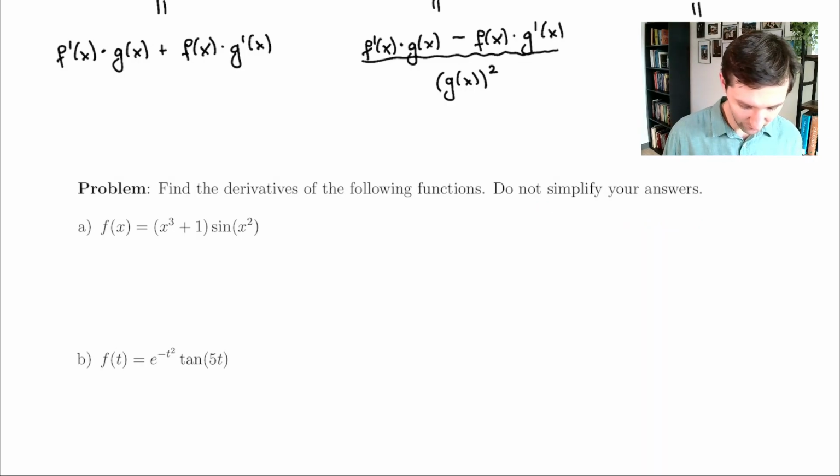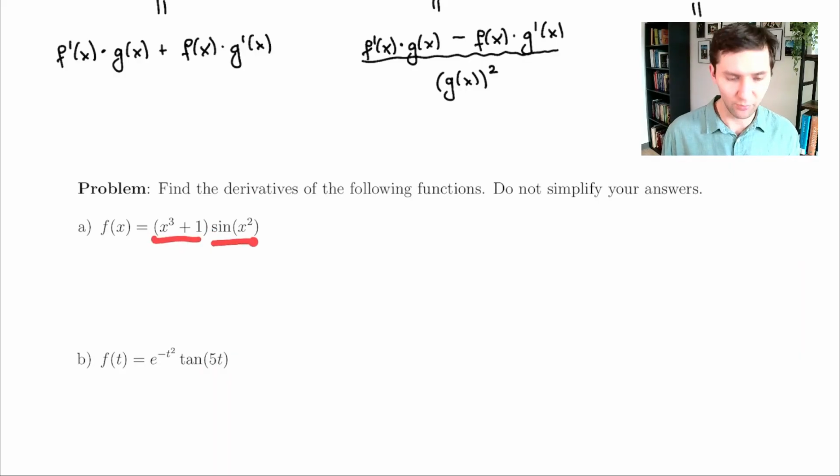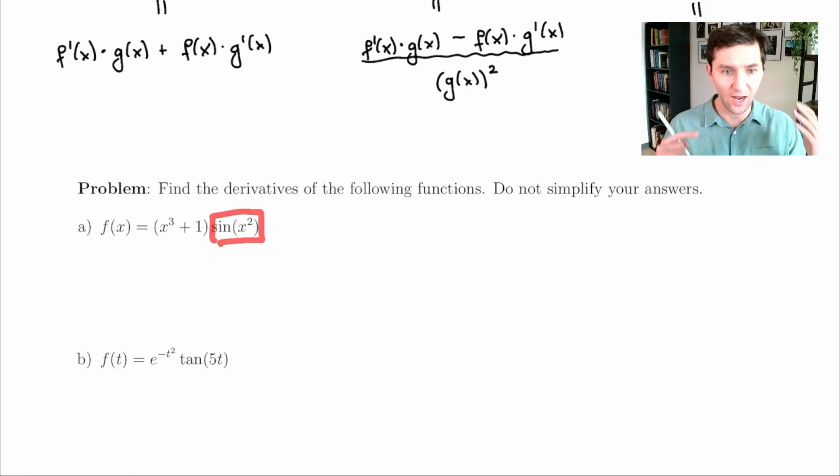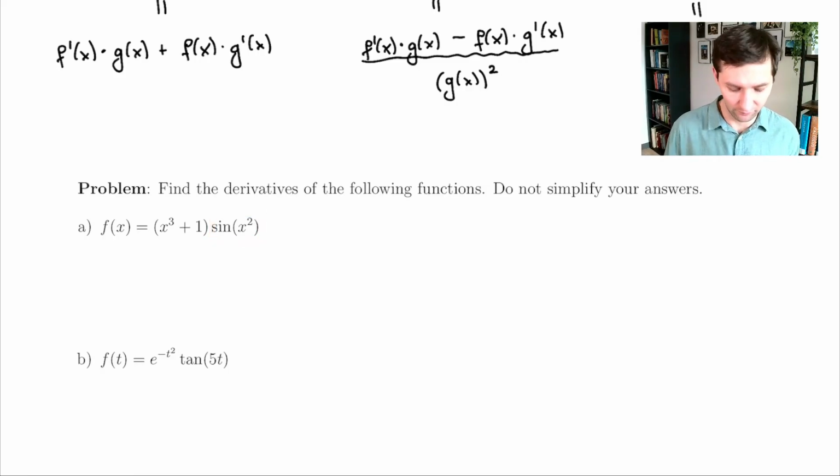In the first example, I have two functions multiplied by each other, and the second function is a composition of two functions. So I will apply the product rule, and while taking the derivative of the second function, I will remember to use the chain rule.